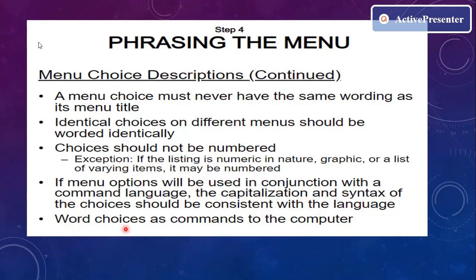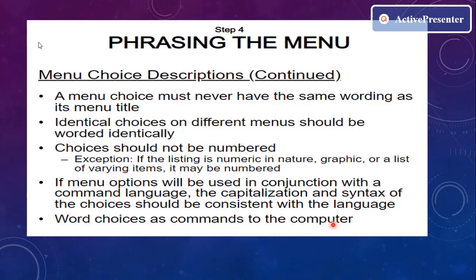And next is wording choices as commands to the computer. The meaning here is to phrase all the menu choices as commands to the computer whenever possible. For example, you have one choice as save and exit. Instead of writing it as "Do you want to save and exit, yes or no?", instead of asking the question, if you write the exact command itself, that is, save and exit, that will be better. So that is about wording the choices as commands to the computer.